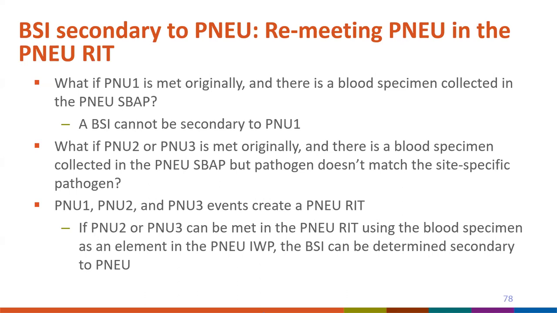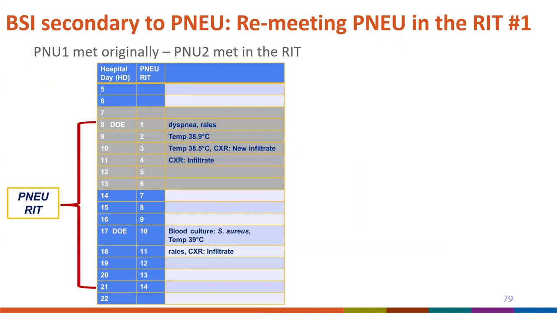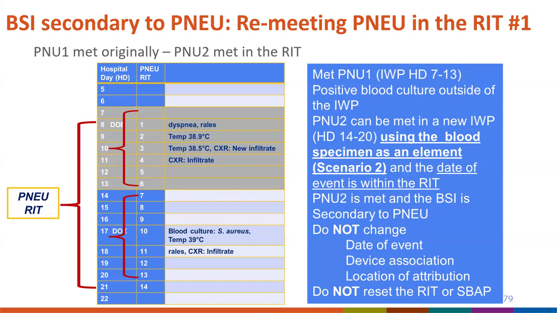And let's look at a couple of examples. In this scenario, Nu1 is met originally, and the positive blood culture is collected outside the IWP. But remember, a BSI can't be secondary to Nu1. But if Nu2 can be met using the blood specimen as an element in the new IWP, and the date of event is in the new RIT, then the BSI can be attributed as secondary to the original Nu event.